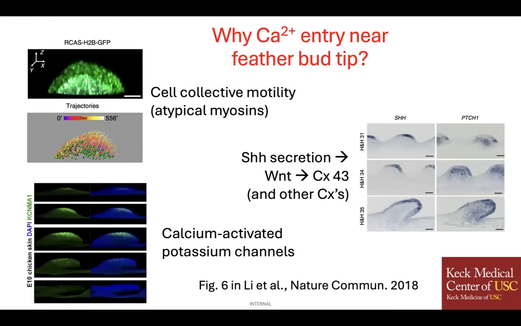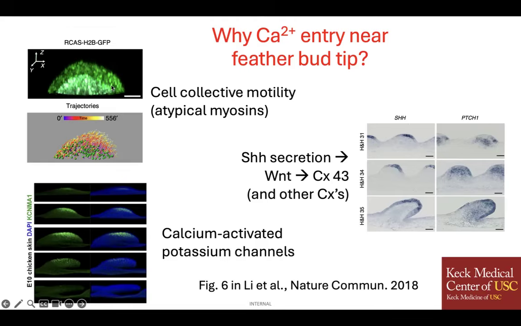So I'm kind of excited. I've worked on calcium my whole career, calcium triggering exocytosis. But why is it a big deal that the calcium is entering through the tip of the feather bud and then propagating? And what's going on, I think, is that calcium serves these different roles that I hinted at earlier. One is it facilitates collective cell motility.